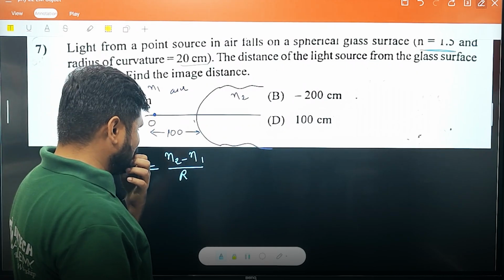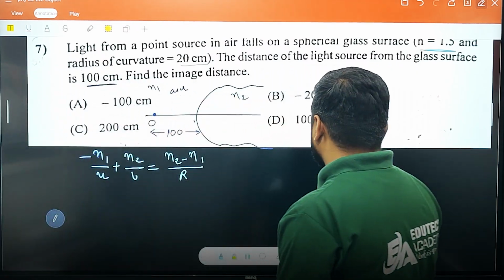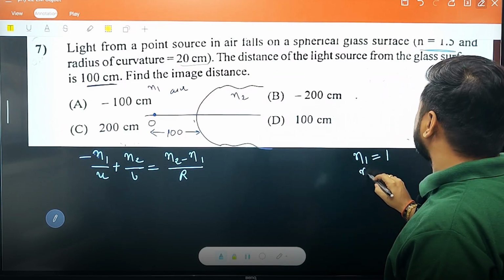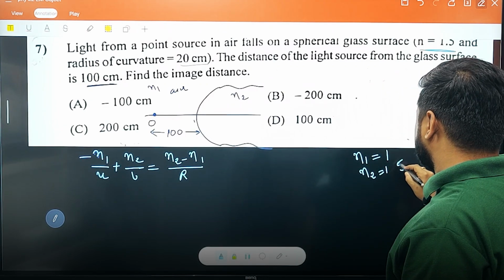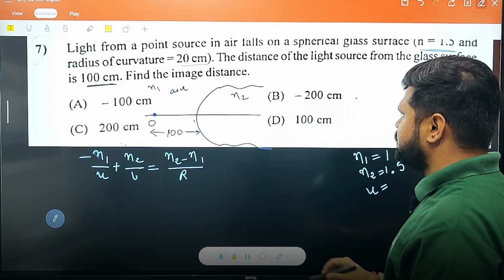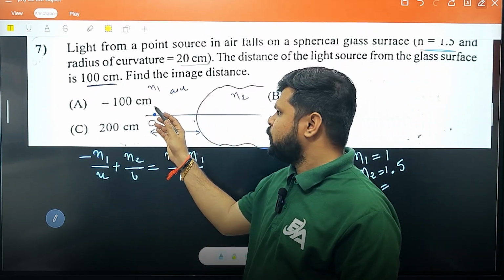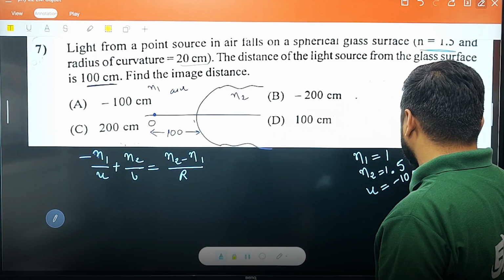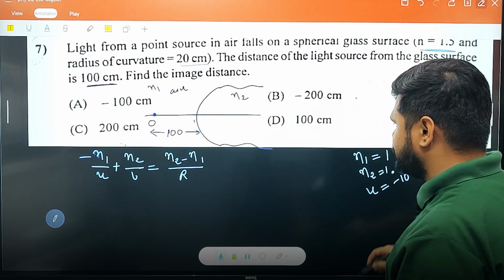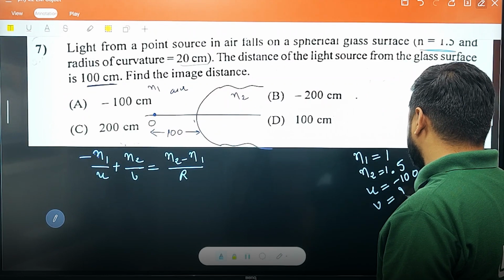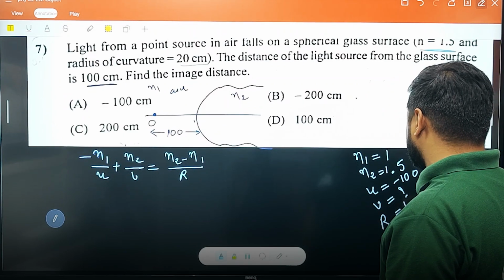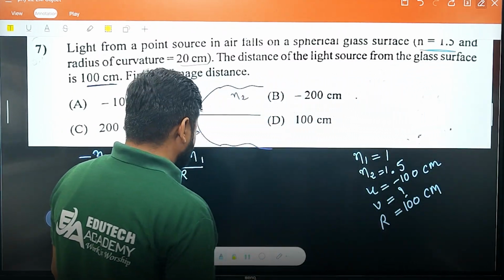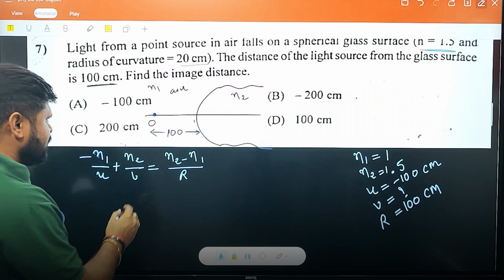Here we will use the values like n1 is 1, n2 is 1.5, u is, see, the object is on the left side, so that is the opposite direction of incident rays. So we will use the value of u as minus 100 cm. We are asked to find out v. We are also given the radius of curvature, and that is 100 cm. So just use these values here, and you will find v.